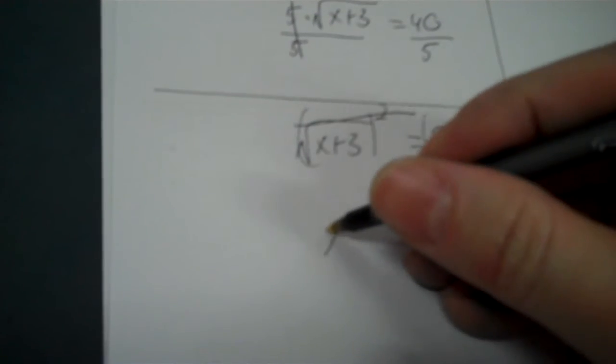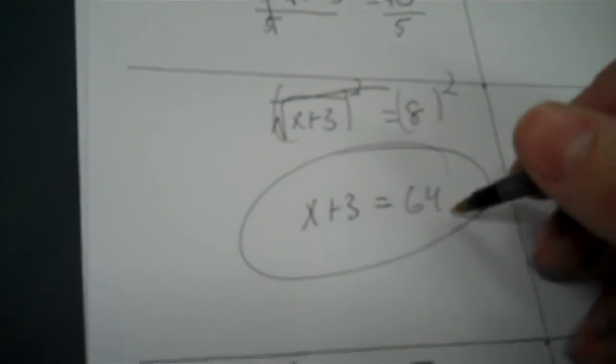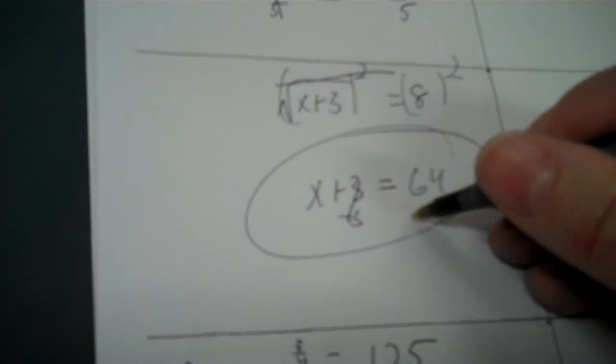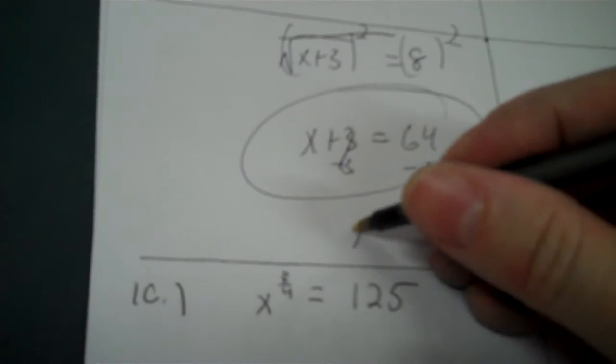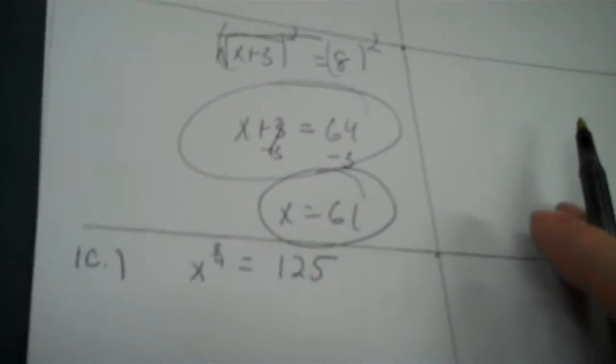We have x plus 3. And 8 to the second means 8 times 8, which is 64. Oh, don't circle that. We got a minus 3 still. I'm sorry. That's 61. 61's the answer. That's not the answer.